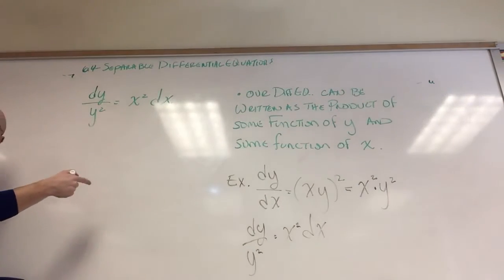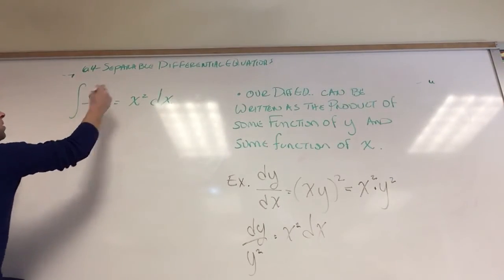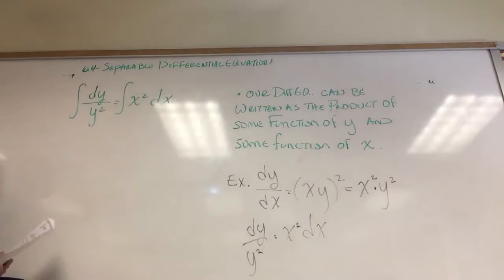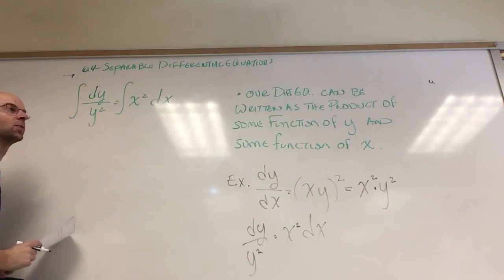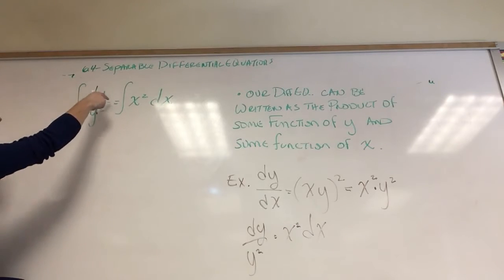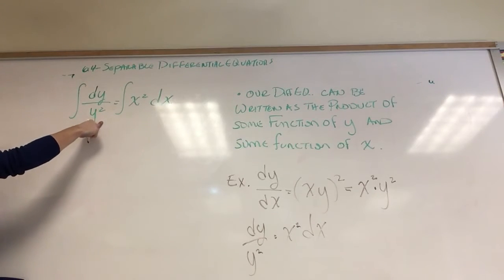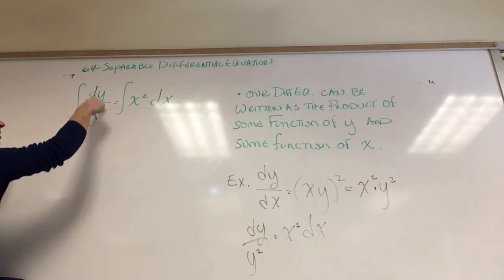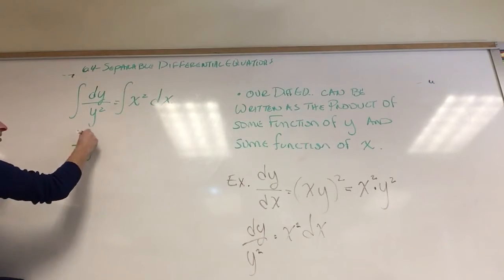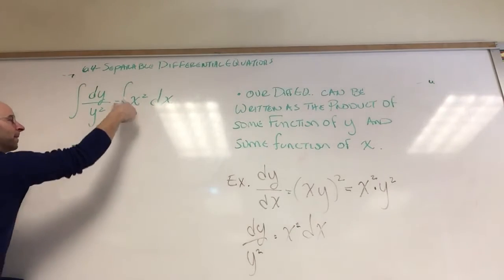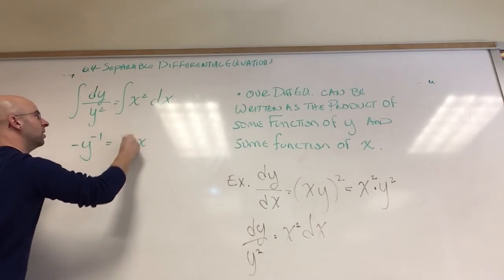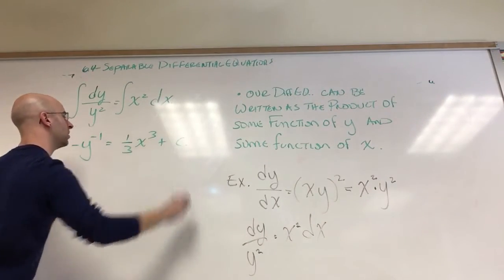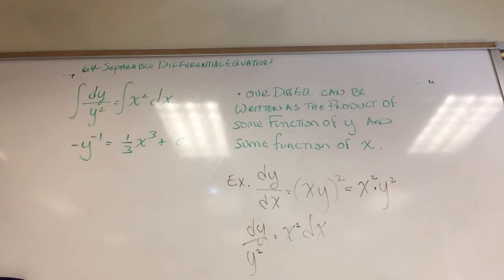We can solve the differential equation. We'll take the integral of both sides. We're integrating a function of y with respect to y, and it's going to integrate just the same no matter what variable we have. It's going to be negative y to the negative 1. It'll be 1/3 x cubed plus c. And then I can solve for y.